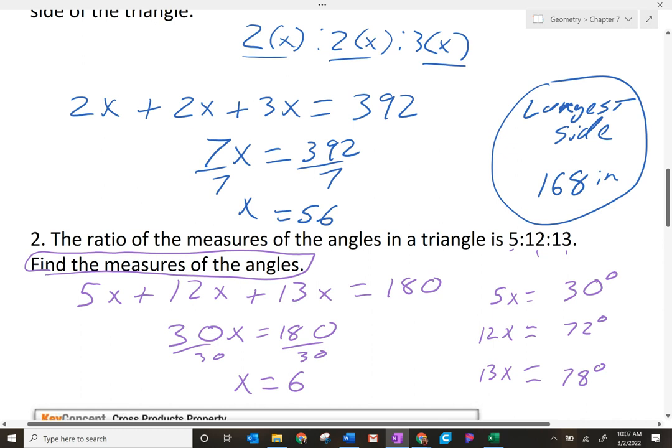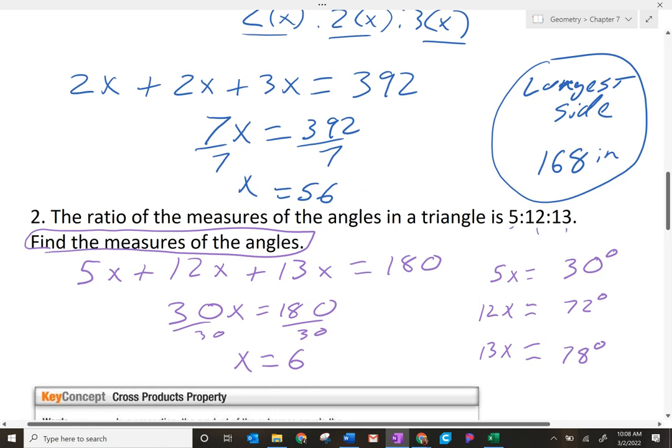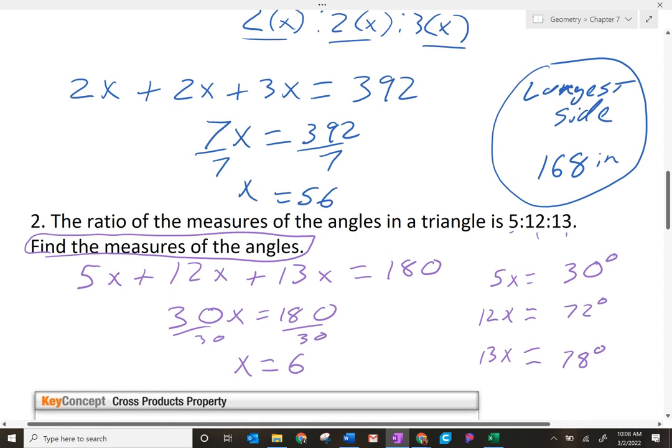The biggest thing to notice in these is, if it's asking to find the measures of the angles, you'll make it equal to 180. If it's asking for the perimeter, you'll set it equal to whatever that perimeter number is going to be. Any questions on kind of those multiple numbers with the ratios? Okay. Am I good to scroll down?